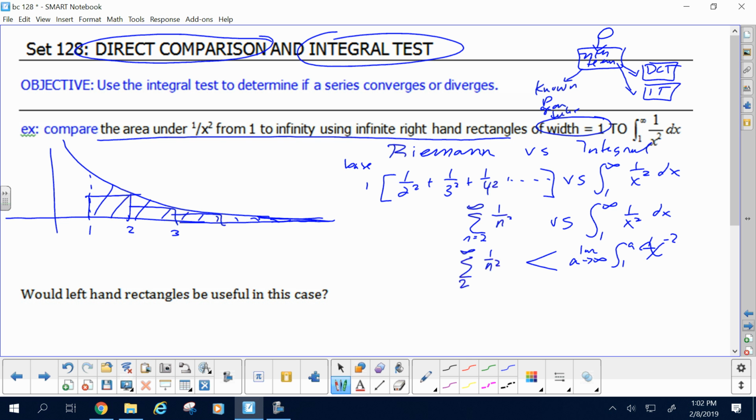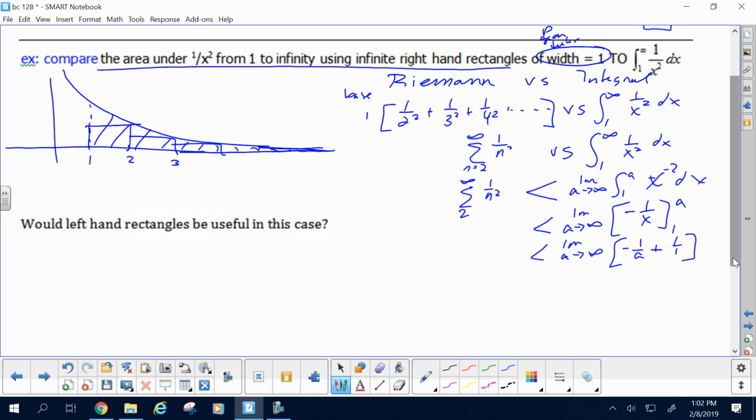I'm going to write this as x to the negative 2. What's the antiderivative of x to the negative 2? Power rule: raise it by 1, divide by the new exponent. Negative 1 over x from 1 to a. The limit as a goes to infinity of negative 1 over a plus 1 over 1. So does that infinite area converge or diverge? It converges to 1.